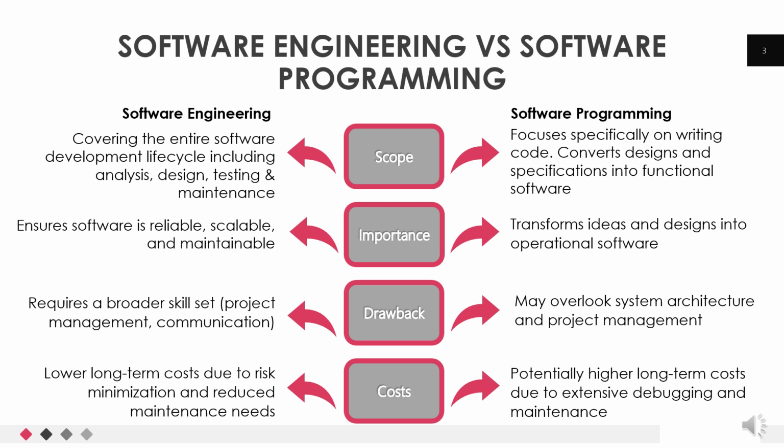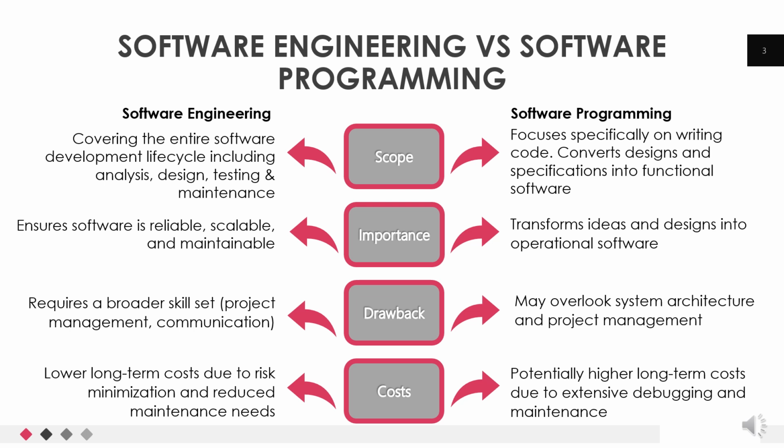The importance of software engineering lies in its ability to deliver reliable, scalable, and maintainable software. It fosters team collaboration and structured workflows, which are crucial for producing high-quality software products. On the other hand, software programming is vital for transforming ideas into operational software, providing essential coding skills that are necessary for development. However, both the fields have their drawbacks too.